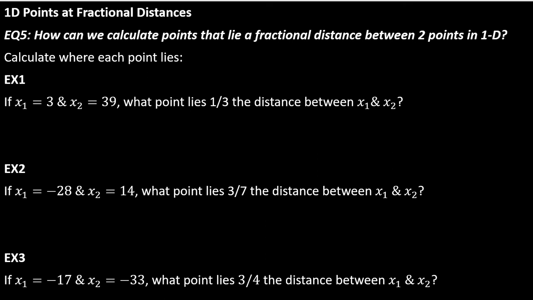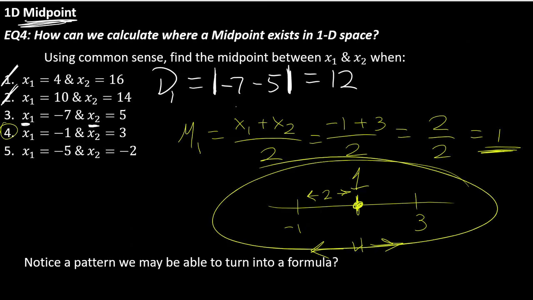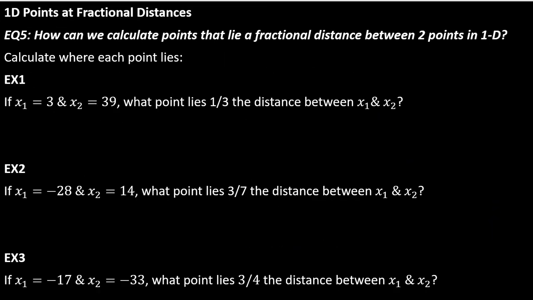Okay, so in the next example, how can we calculate points that lie at fractional distances between two other points? So this one's kind of similar to my rationale here, more or less. You'll see what I'm talking about in a second. We're going to use common sense, and then we're going to use a simple formula that we can derive from this. Okay, so x1 is at 3, and x2 is at 39.